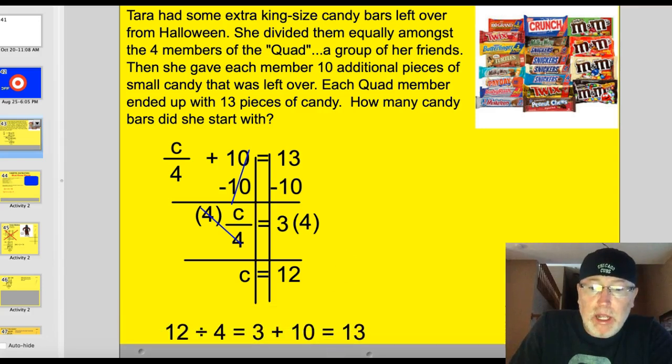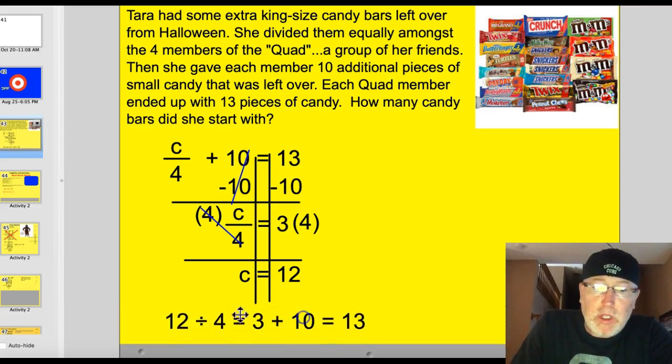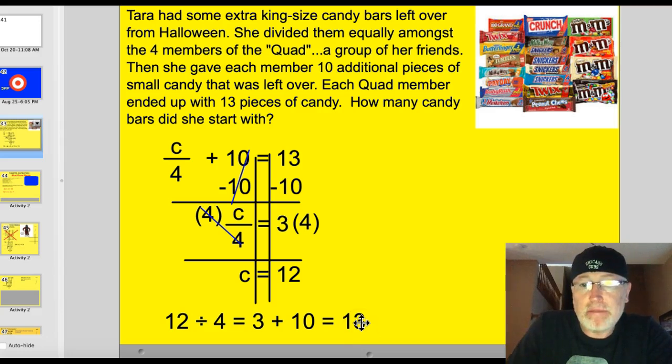And you can pop it in and see if it works. 12 candy bars divided amongst 4 people would be 3, plus 10 little pieces of candy, total of 13 pieces of candy. See what I mean by some real math? We're going to use the railroad tracks, and it's kind of this framework tonight as we do this. Your brothers and sisters, if they're in high school or upper middle school, will look at it and go, oh, you're doing equations. They'll know exactly what you're doing.